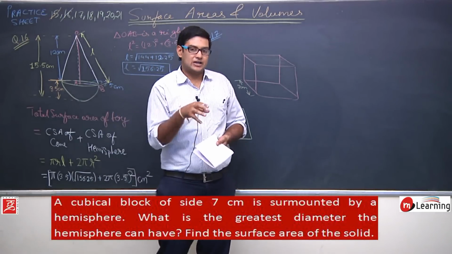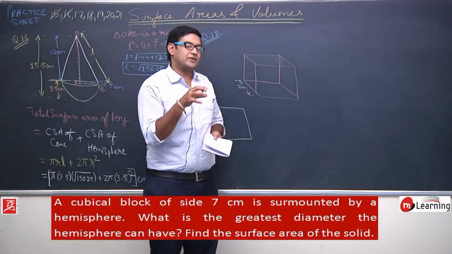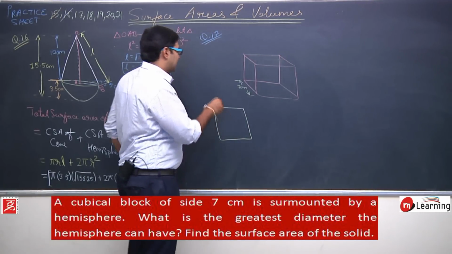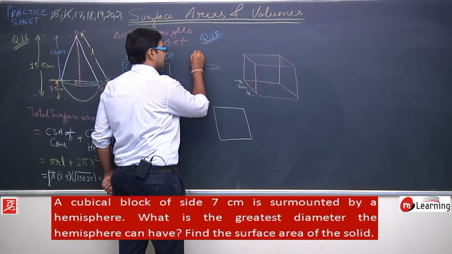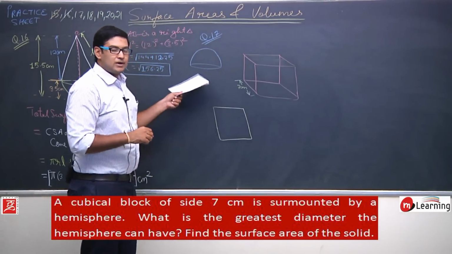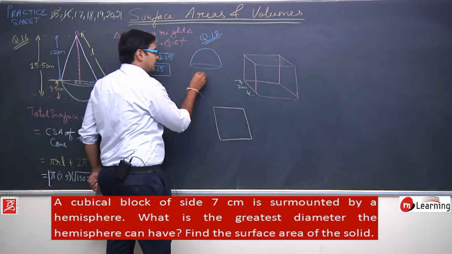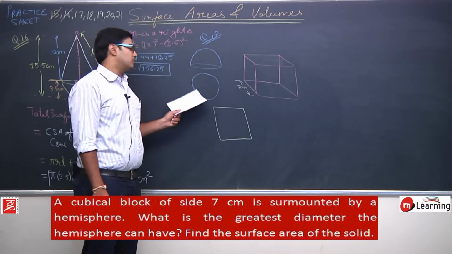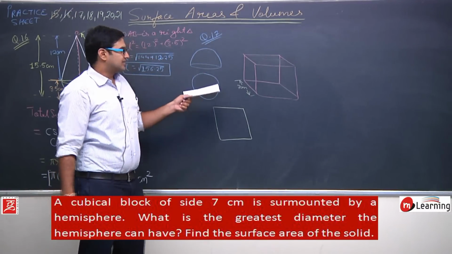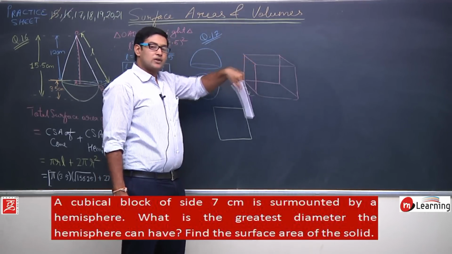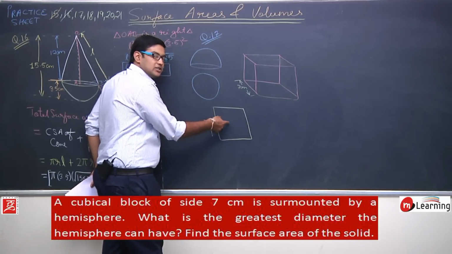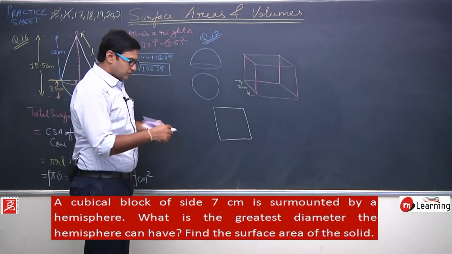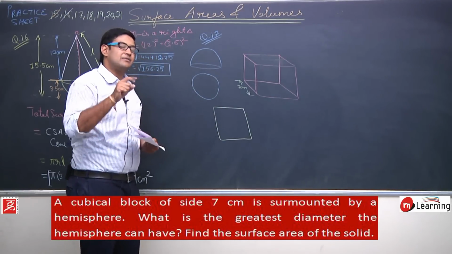See, the base of the hemisphere is a circle. The base of this hemisphere is a circular base. If I observe the hemisphere from the top, a hemisphere which is like this will look like this when observed from the top. Since I am observing this cubical block from the top, this is the top of the cubical block, and on this top I am surmounting this hemisphere. So we need to calculate the biggest diameter that this hemisphere can have.